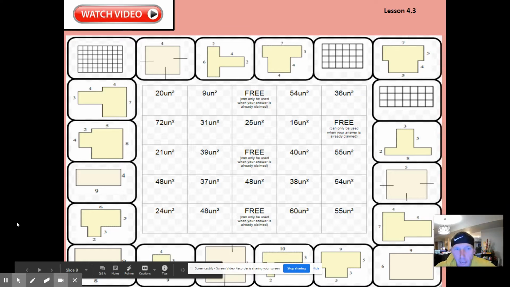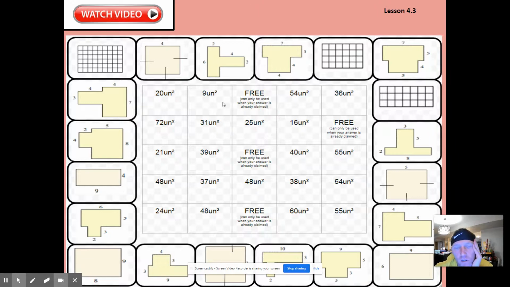Alright, we're going to play a game of good old-fashioned bingo here. So bingo, you can win horizontally, diagonally, or vertically. And this game will start by you and your opponent deciding where you want to place your chip. Where do you want to begin?